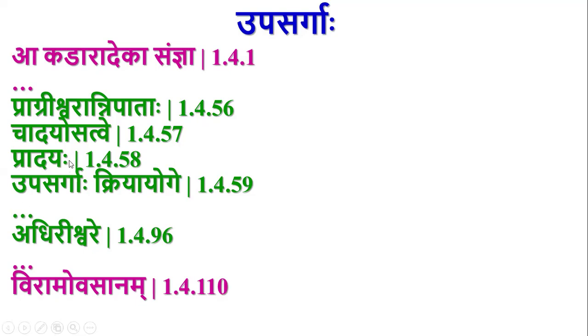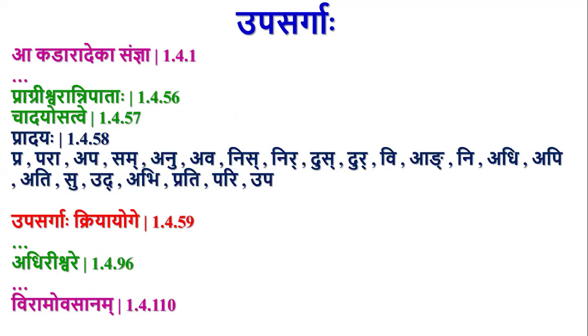The next sutra is Pradayah. Pradayah is again a gana, the pradigana, which has pra as the first member. So the members of that gana are called nipatah, is the meaning of this sutra, pradayah. Upasargah kriya yoge. The same pradayah, when used along with a kriya, are called upasargah. The pradayah are called upasarga when they are used with a kriya. So this is where that word upasargah is seen.